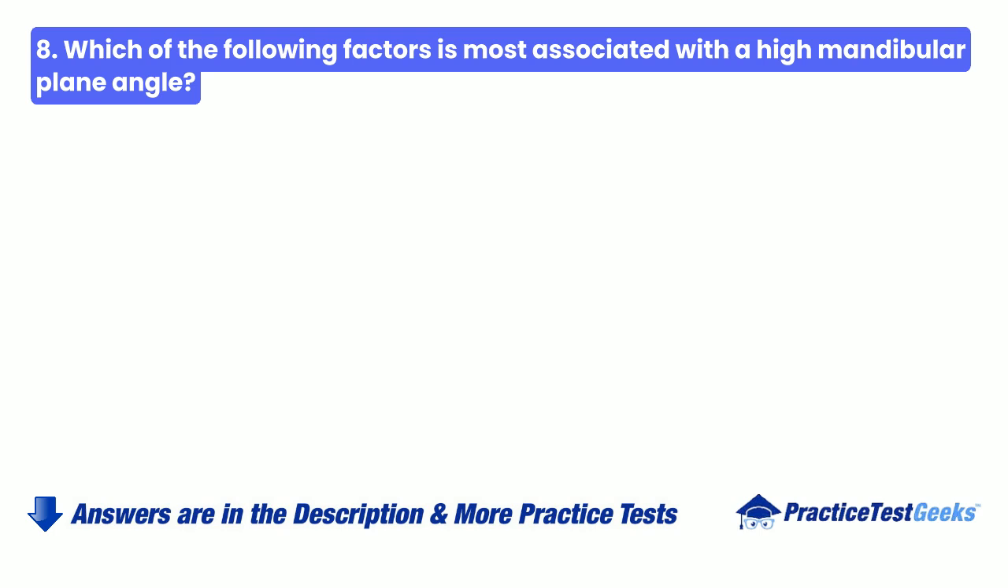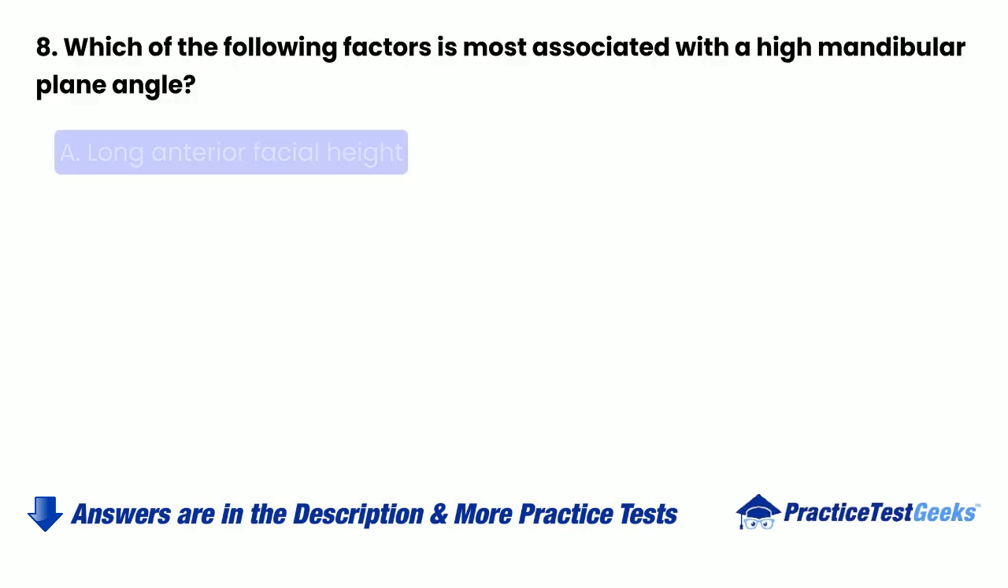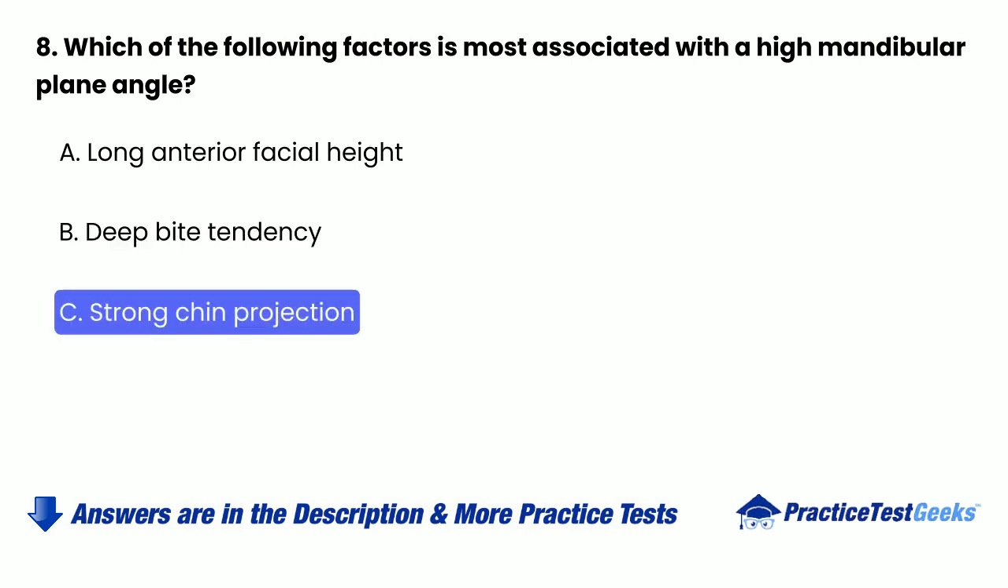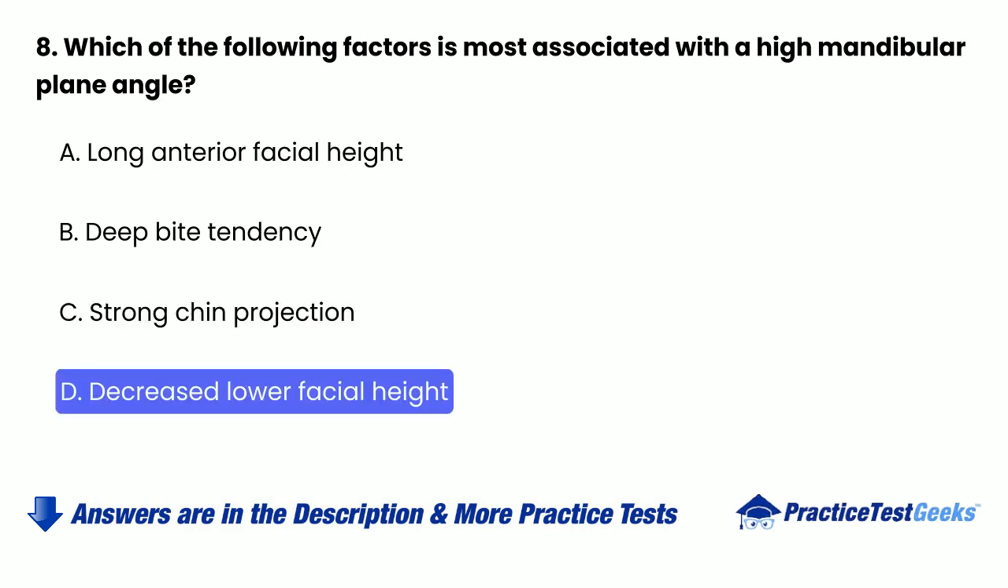8. Which of the following factors is most associated with a high mandibular plane angle? A. Long anterior facial height. B. Deep bite tendency. C. Strong chin projection. D. Decreased lower facial height.